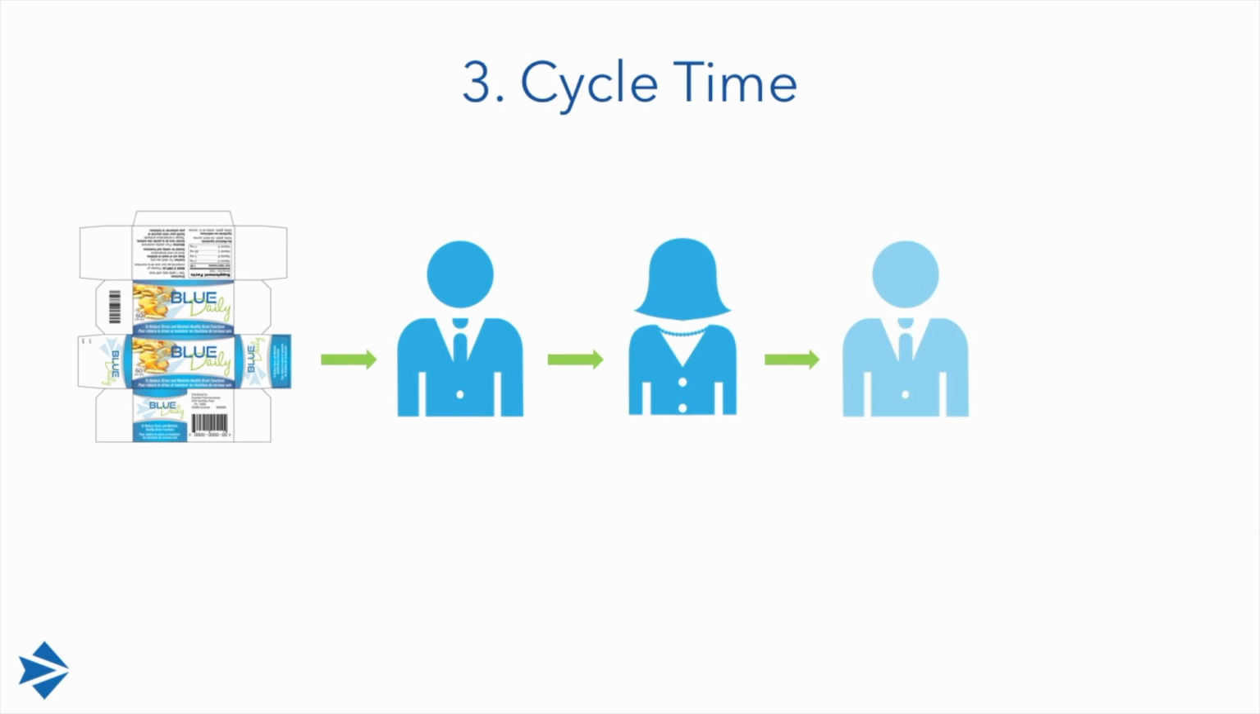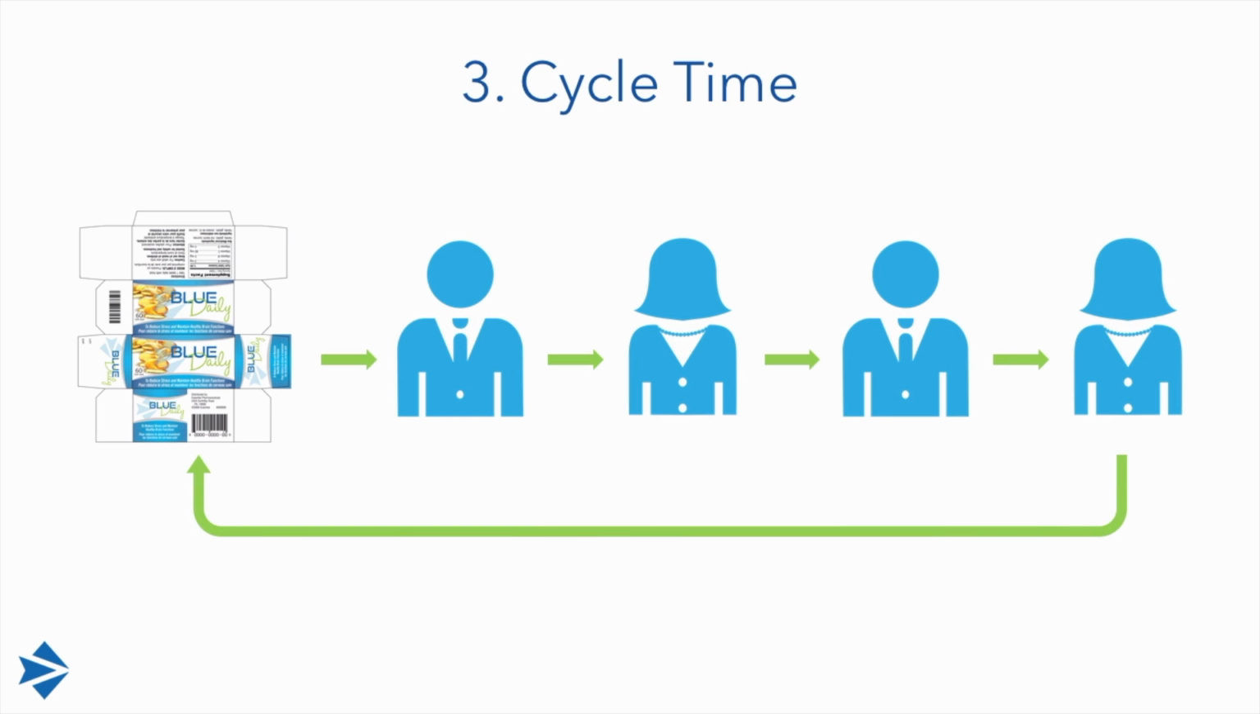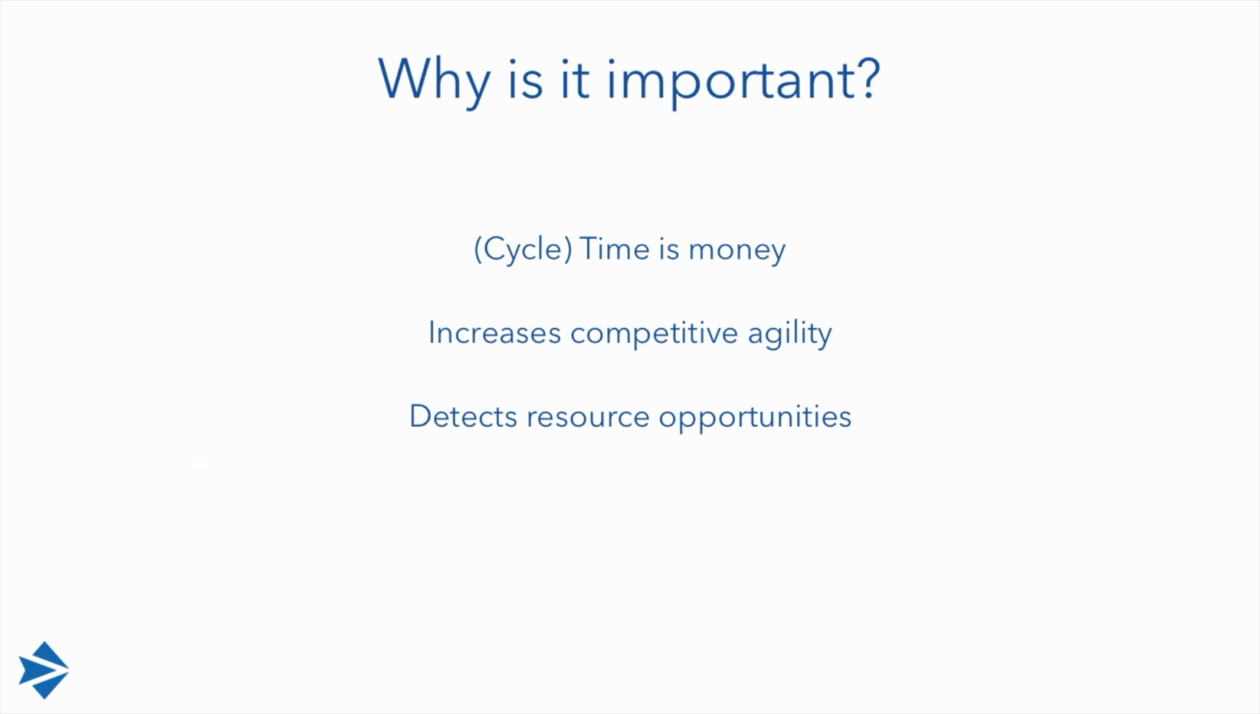Number 3 is cycle time. So this is how long it takes to route something through for approval. And why is this important? Again, time is money, and if it's a long cycle, then it's costing you money. There are also a number of ways that you can route things for approval, and we can talk about sequential approvals versus parallel approvals. So there are things you can do in the approval cycle that will really reduce the window that's required to approve a file.